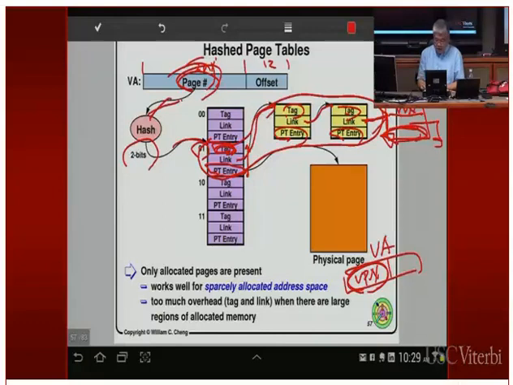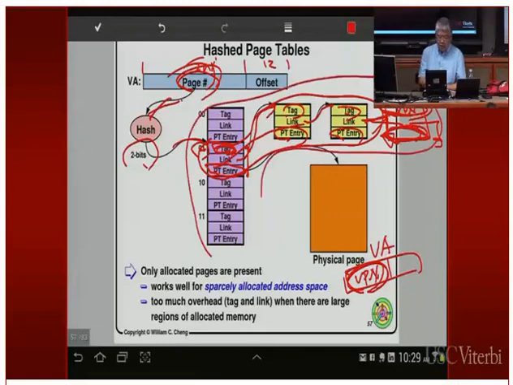So this way, next time when you try to use this virtual page number, again, you will hash to this bucket, and you will search down, and eventually you're going to find the virtual page number right here. You're going to get a hit, and therefore you're going to use this page table entry. All right, so the operating system needs to maintain this data structure for the page table.